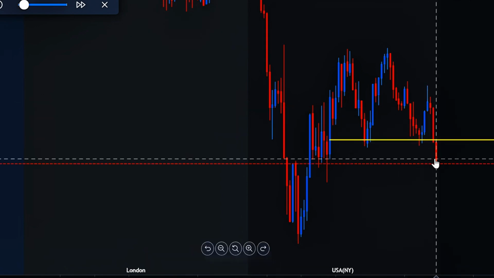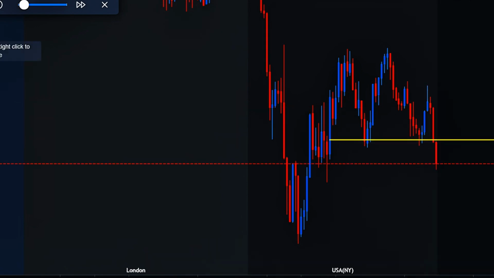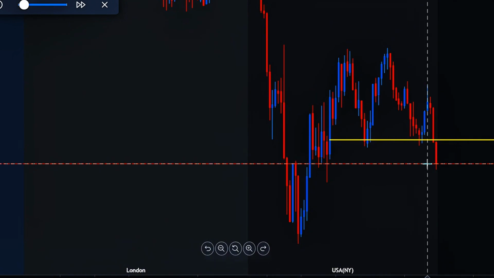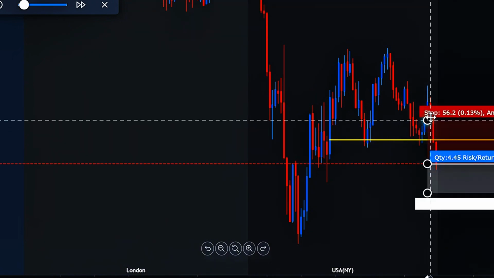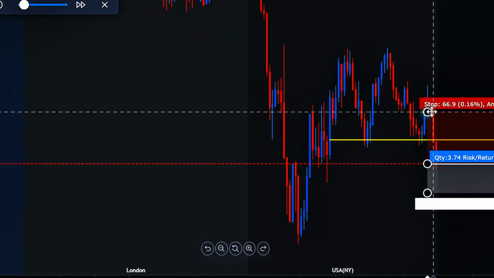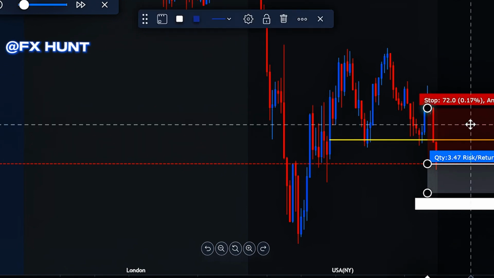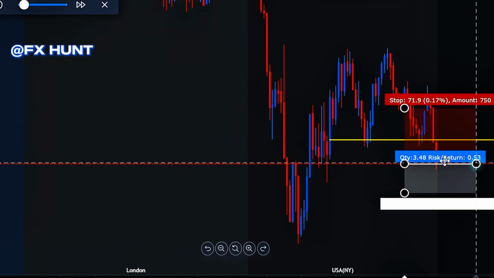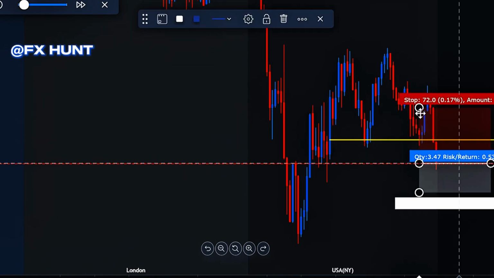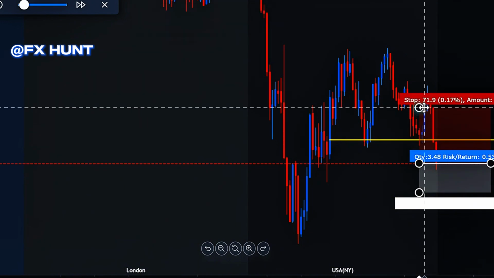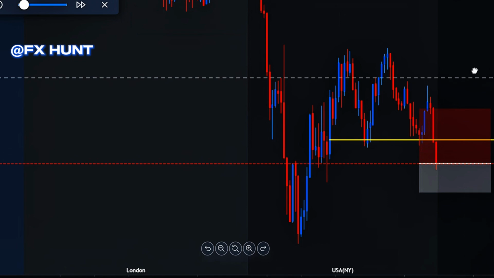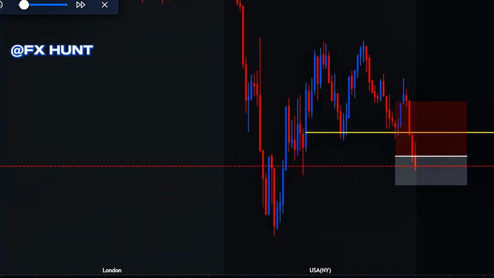Boom, immediately the market broke below, we took our entry. We took our entry over here, risking about 70 pips, if I'm not mistaken. We took our entry, risking about 70 pips on this position. Yes. So then we let the trade run.